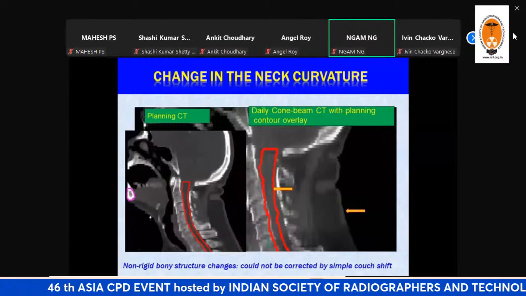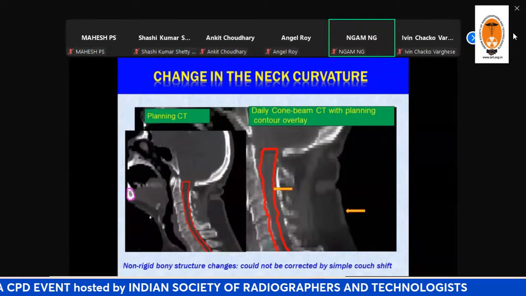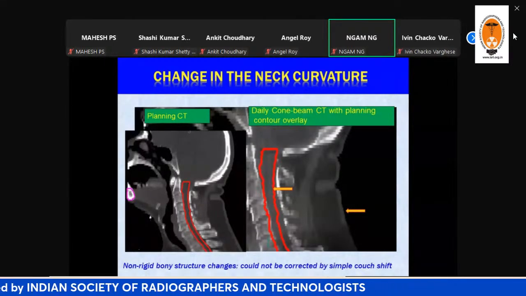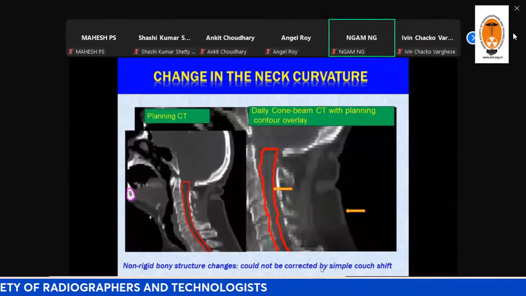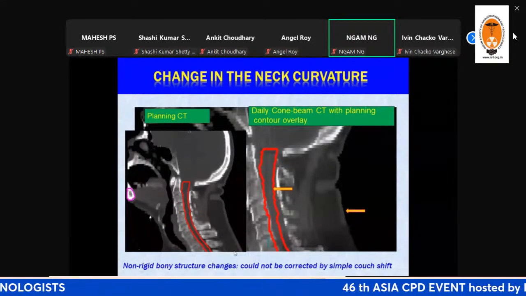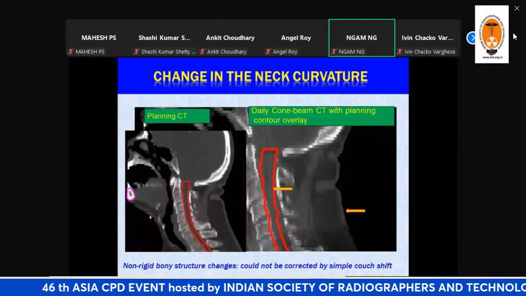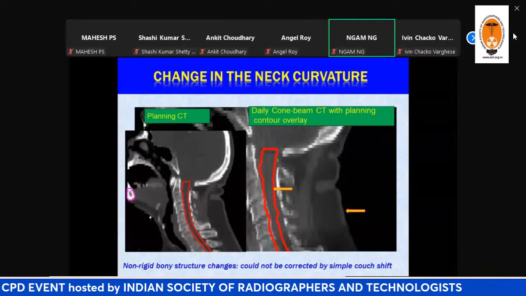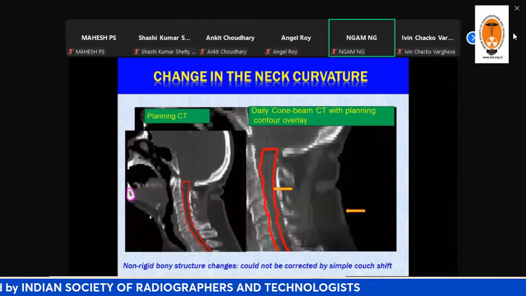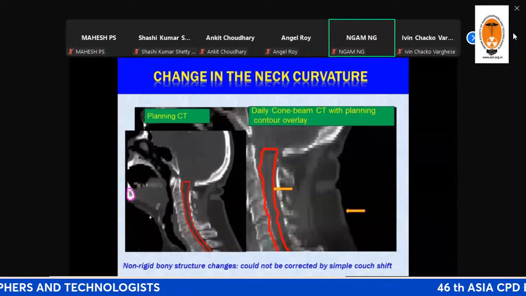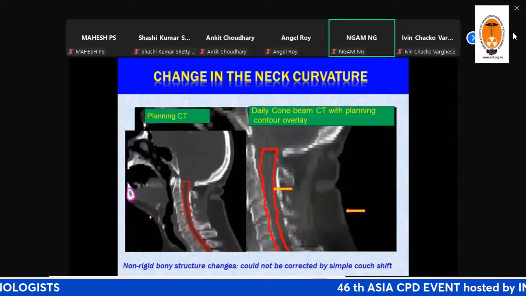Look at one of the pictures. Is this a change in the neck curvature during the CT planning? You can see in the left side image there is a lot of curvature. But when we took the patient on the treatment couch, we found in our CBCT image, that's the volumetric image, that the neck is straight. The patient is very comfortable. That means during the treatment planning, the patient was stressed, so he extended his neck too much, and during the treatment, he's feeling comfortable.